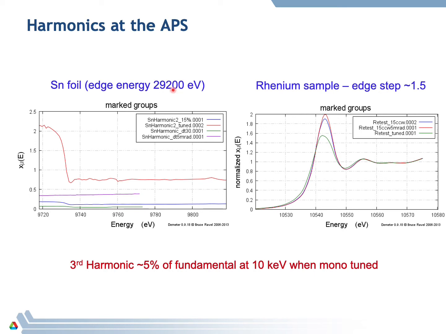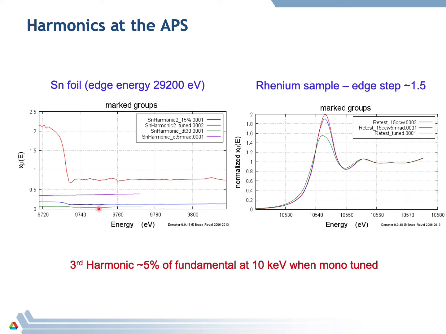29,200 eV, but we scanned the monochromator at 1/3 of that energy. So if there's any harmonics, any third harmonic in the beam, we would see the intensity drop when we go through this tin edge. So here, this shows some data. If we fully tune up our beamline, there's quite a significant drop in the signal after the tin foil.